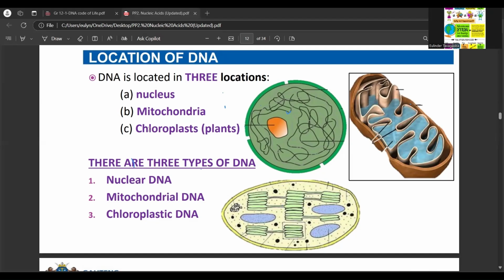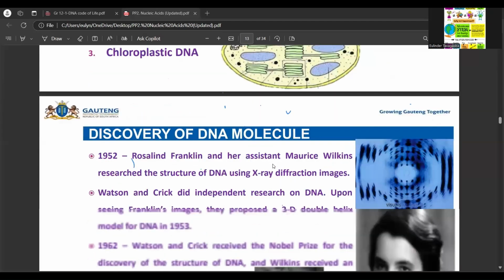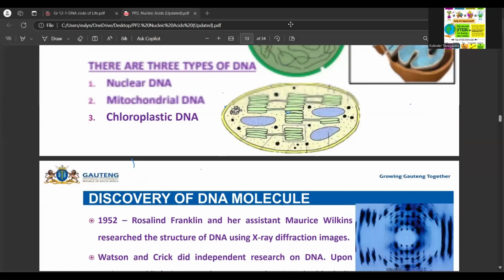These matter because the question might ask you to state 3 places where we find DNA. You should name the nucleus, that's the first one, mitochondria, and then chloroplast. So that's when we have 3 types of DNA: nuclear DNA, mitochondrial DNA, and chloroplastic DNA. It's chloroplastic because it's found in the chloroplast, nuclear because it's found in the nucleus, and mitochondrial because it's found in the mitochondria. Okay, right.